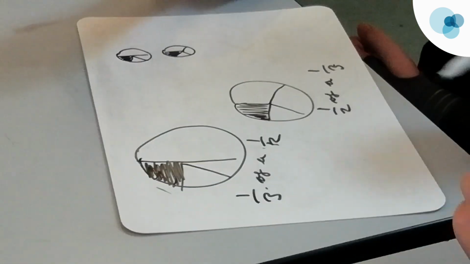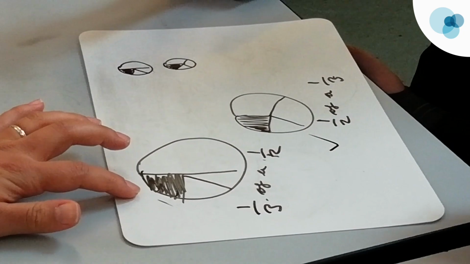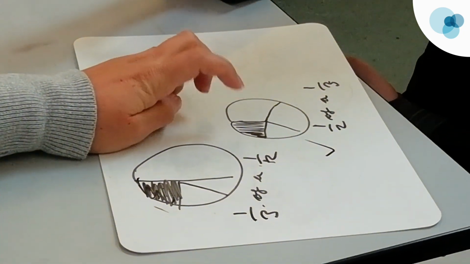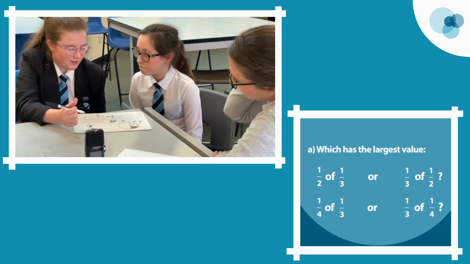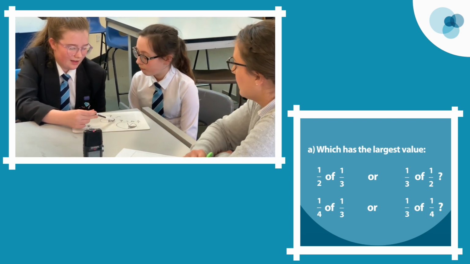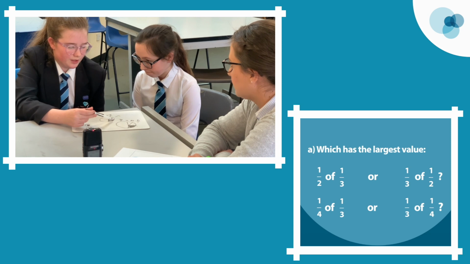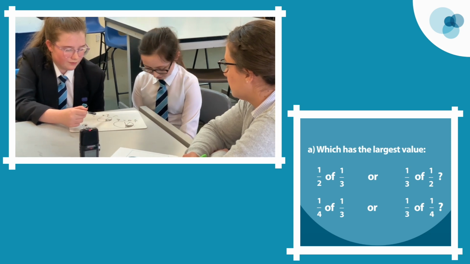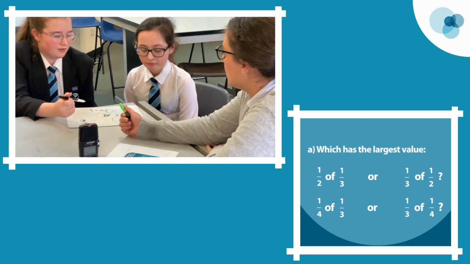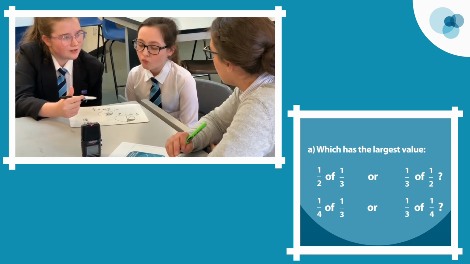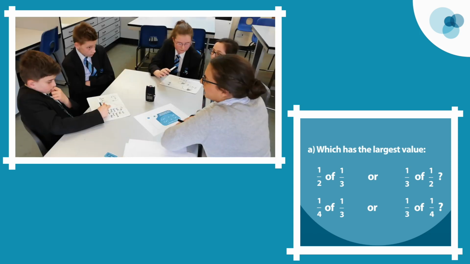What did you use to compare the two? So once you coloured in your third of a half and your half of a third, what did you do to compare them? We just estimated that that was going to be larger than this one. So did you kind of look at them and inspect them and have a think? Okay, thank you. Boys, what about you?